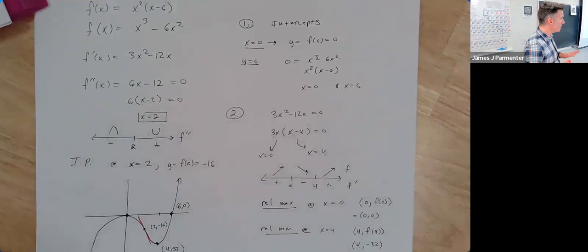Okay, let's do another graphing example. Let's do one where we have all the things. Meaning, in addition to having intercepts, maxes and mins, and the inflection points, we're also going to have some asymptotes.